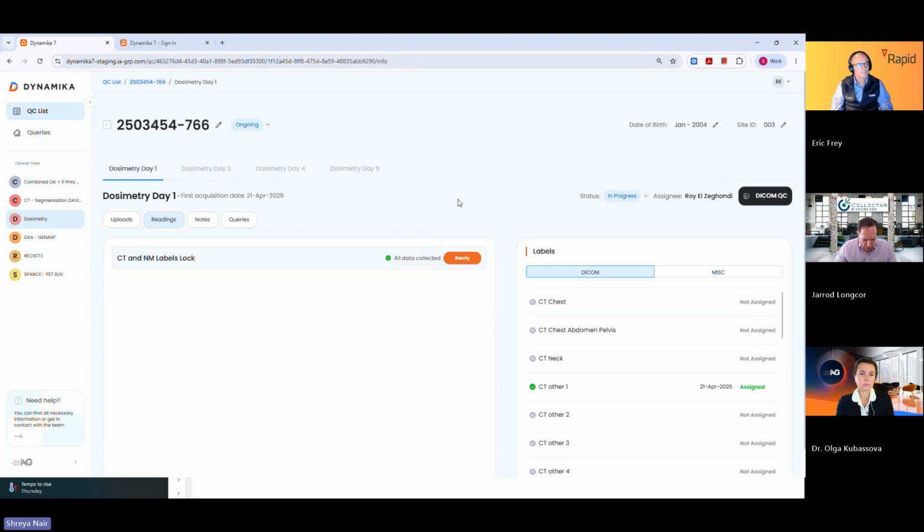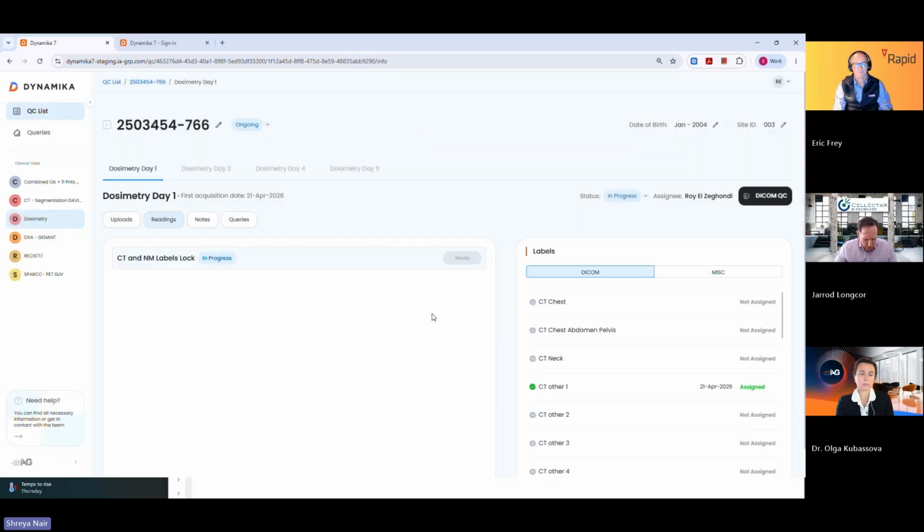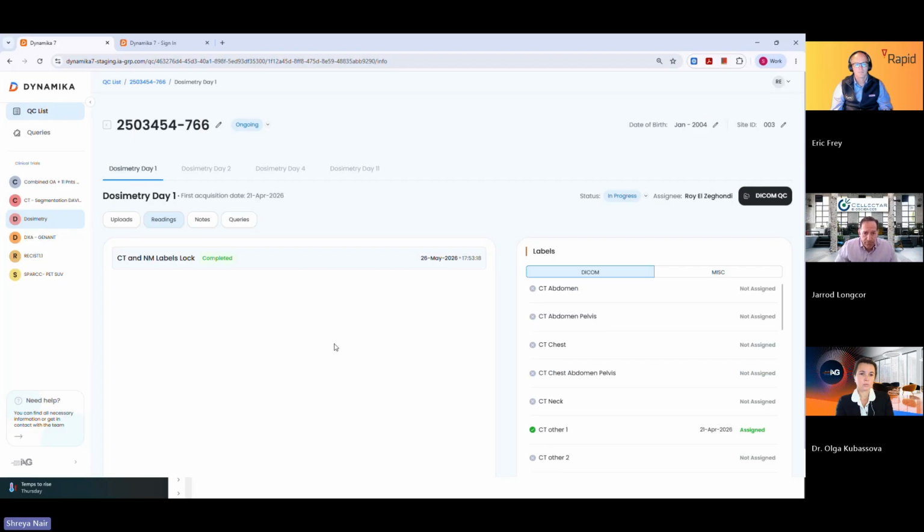And once they think that, okay, these images are ready to be sent to the reader, they click on this task, the reading task, and this then goes ahead to the reader's queue. So, as you can see, it's pretty quick. There's no wait in between as I'm going through one step after another.